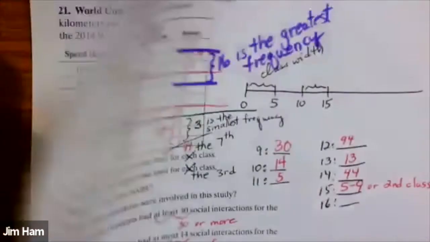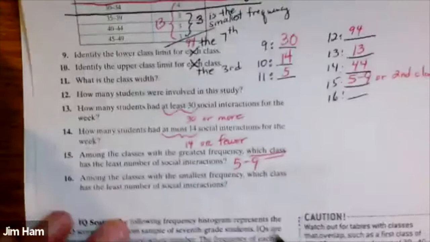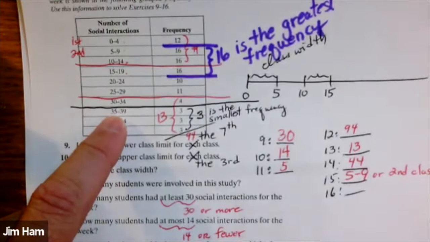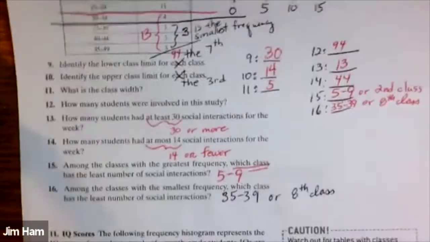Of those three classes, it asks which of those classes has the least number of social interactions? Again, the smallest would be the 35 to 39, or we could just say the 1, 2, 3, 4, 5, 6, 7, 8th class. Okay, so you were asked to interpret a frequency distribution.